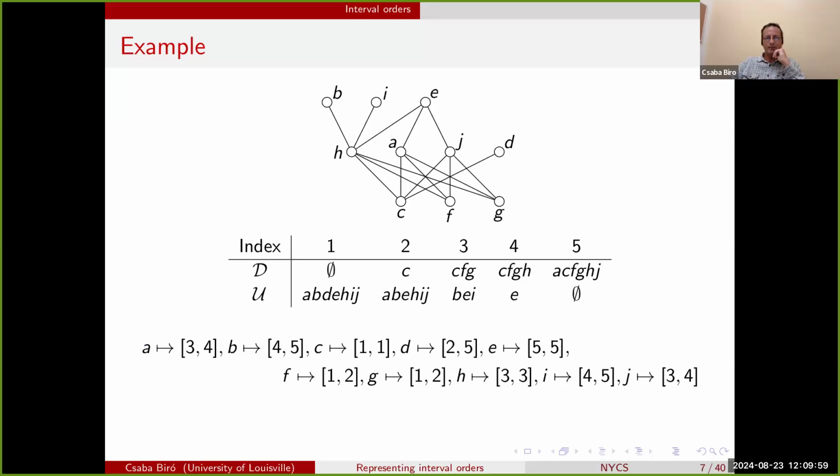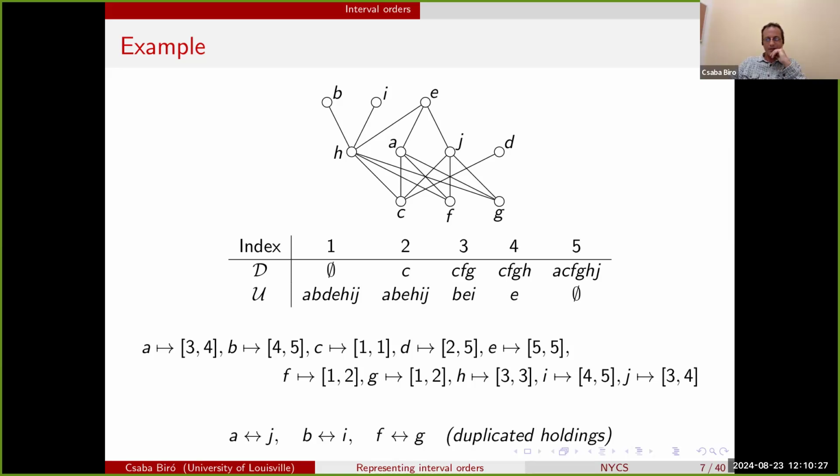So here's an example. Let's say we want to find the interval for a. What we look at is the down set of a, that is c, f, and g. So we find c, f, and g on the list of down sets. It has index 3, and the upset is just e. So we find e on the list of upsets, that is index 4. So [3, 4] will be assigned to a.